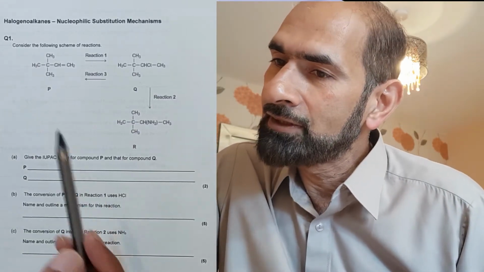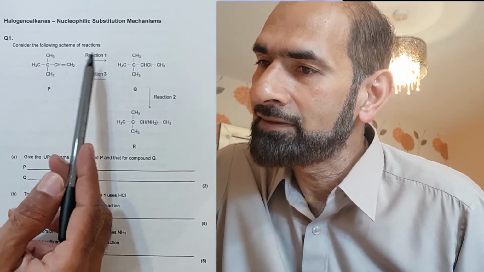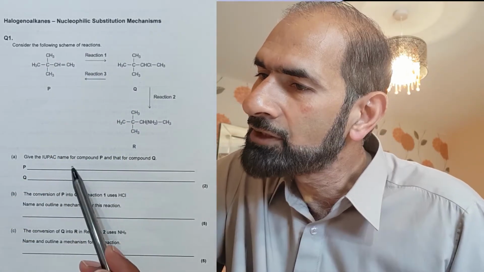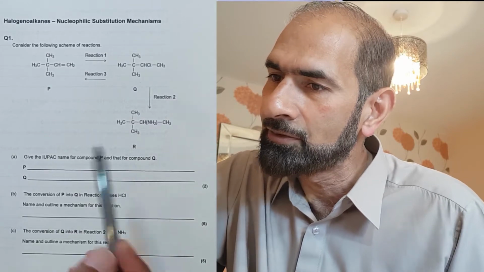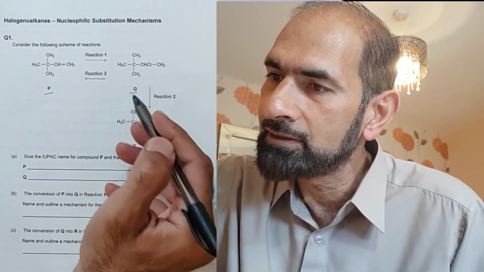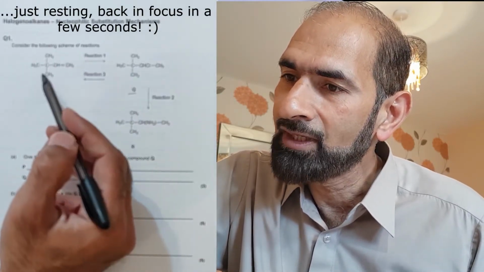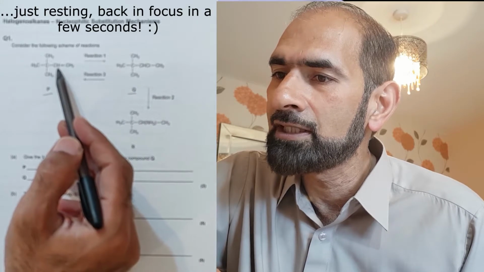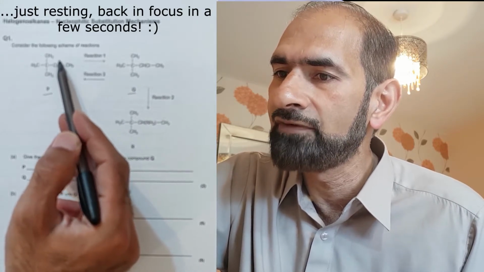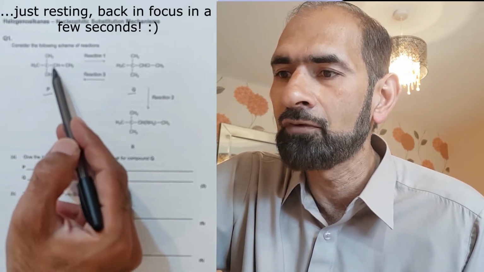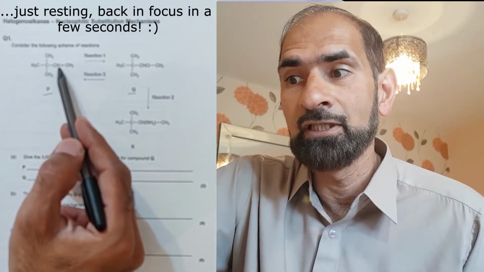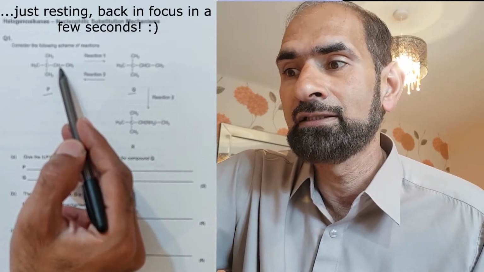Give the IUPAC name. Consider the following schemes of reactions. So they're giving you these schemes, and they're saying, give the IUPAC name for compound P and for compound Q. So there's my P and there's my Q, and they want the IUPAC name, remembering all the IUPAC rules, the numbering system, etc. So let's start. Here's my P. Immediately I'm thinking, there's my functional group, and that's the only functional group in the whole molecule, and therefore that functional group will need to be part of the main chain.